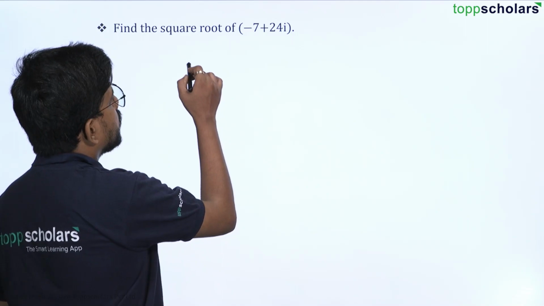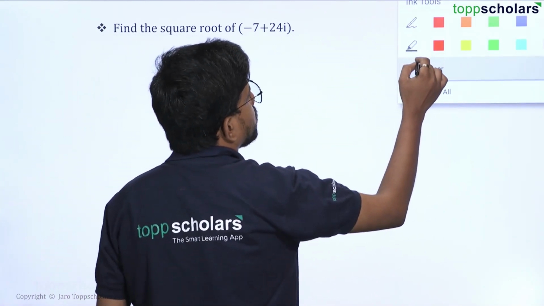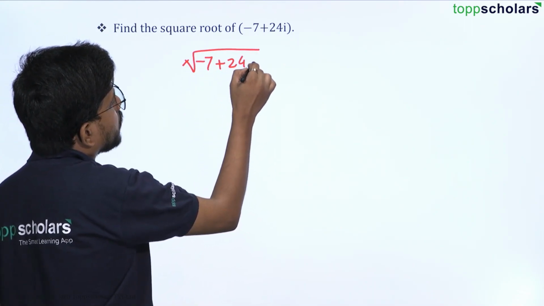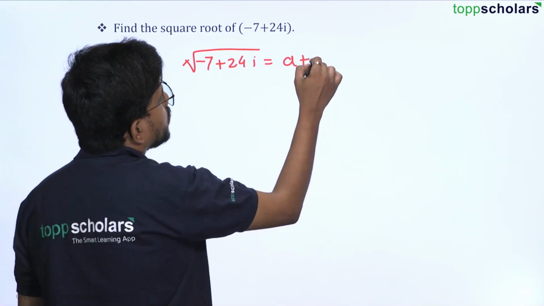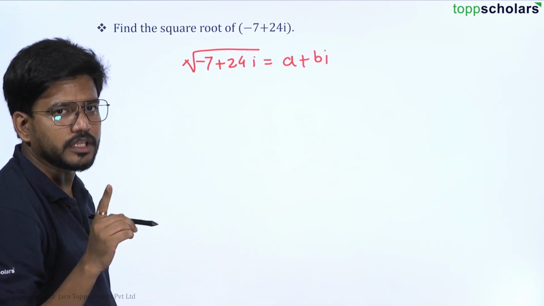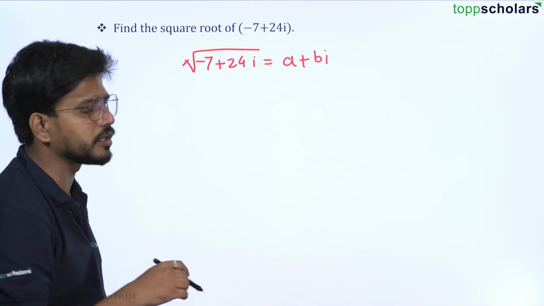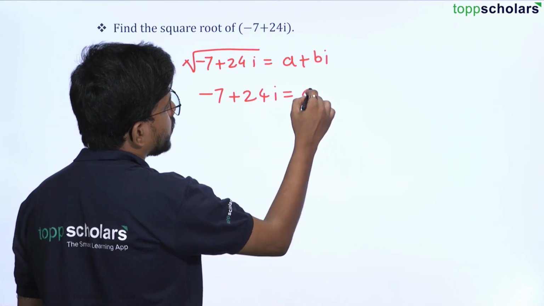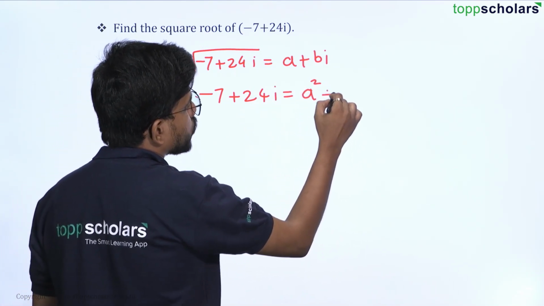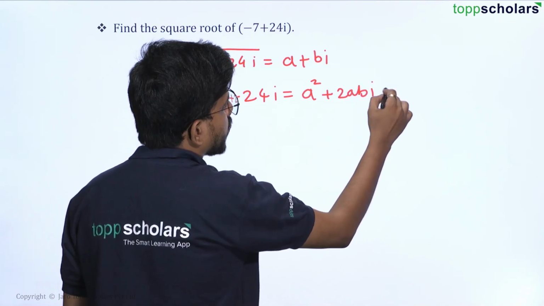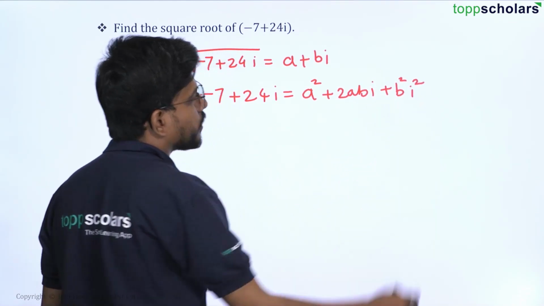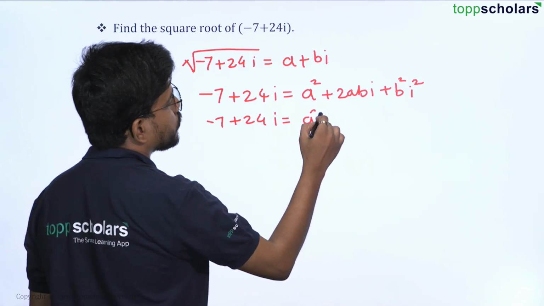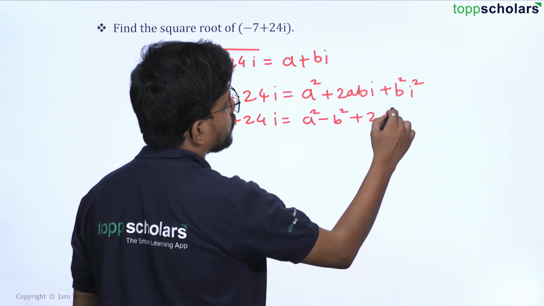You can say that square root of minus 7 plus 24i is nothing but a plus bi. Then you can square both sides. Remember one thing, that a and b both are real numbers, they cannot be imaginary numbers. When you square, this will be minus 7 plus 24i and this will be a square plus 2abi plus b square i square. Okay, and the value of i square is minus 1. So you will see minus 7 plus 24i is equal to a square minus b square plus 2abi.